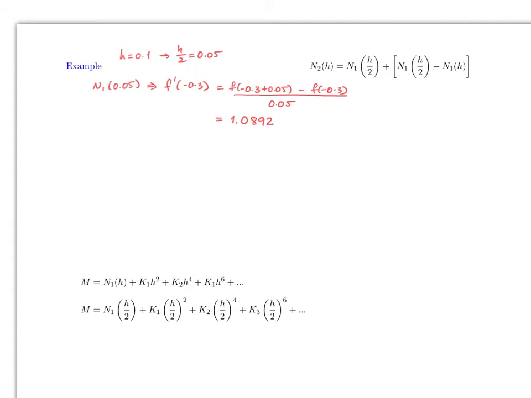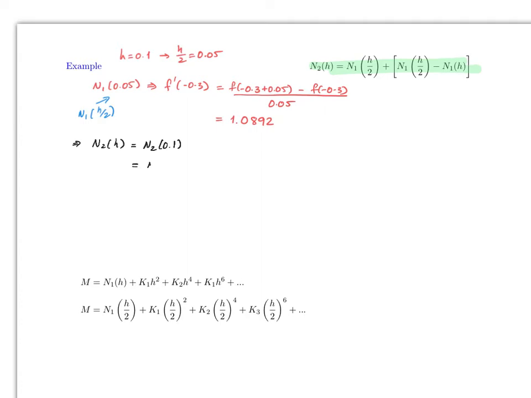All right, so don't forget that this is the same thing as N1. This is N1 of h over 2. So now we need to find N2, so we're going to use this formula. We found this already, and this is the same value from the last section. So therefore N2(h), which is what we want to find now, is N2(0.1). Remember, the value for h is still 0.1. h over 2 is the one that is 0.05.